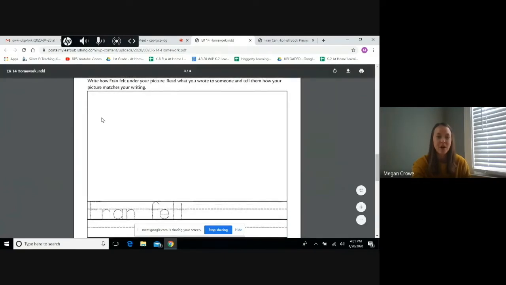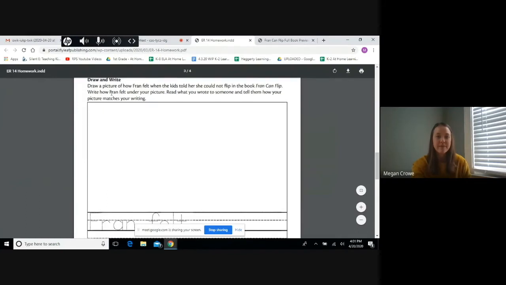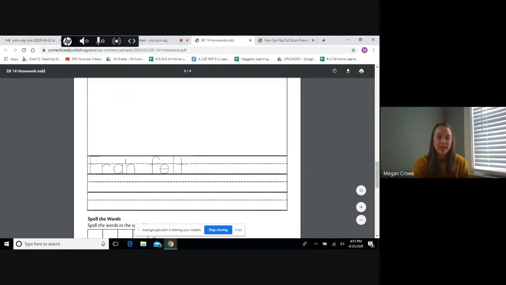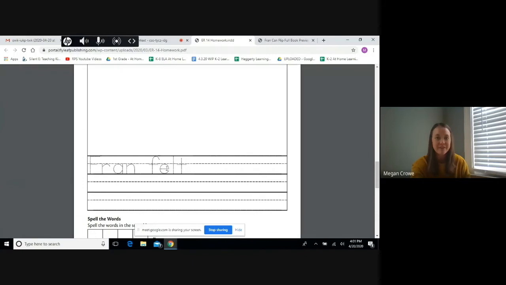Right here it says draw and write. Draw a picture of how Fran felt when the kids told her she could not flip in the book Fran Can Flip. Write how Fran felt under your picture. Read what you wrote to someone and tell them how your picture matches your writing. So right here, you would trace Fran felt, and then I want you to think about how Fran felt in the story when she couldn't flip. Remember, she was sniffling.